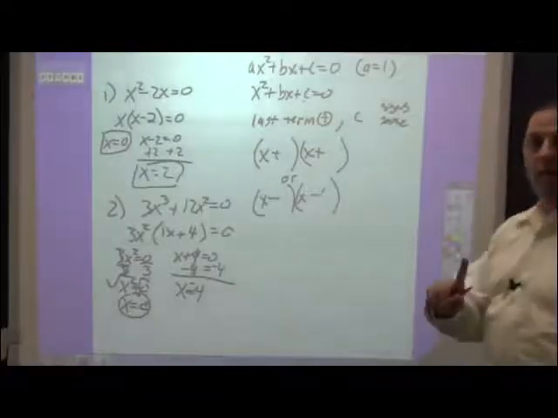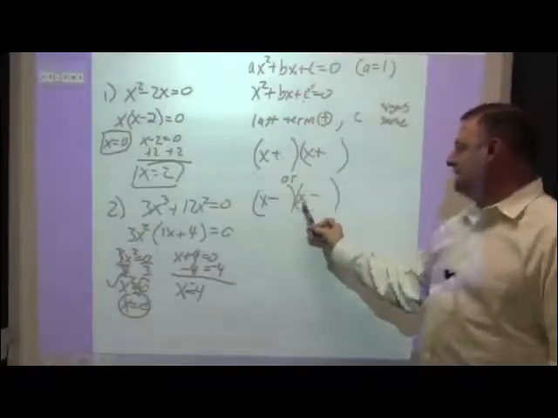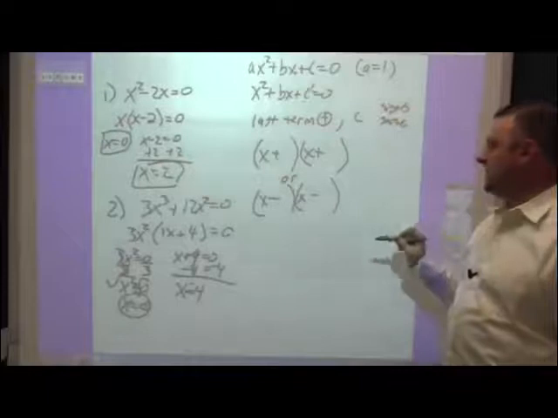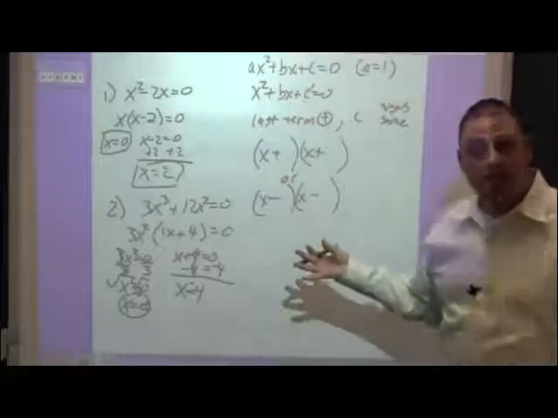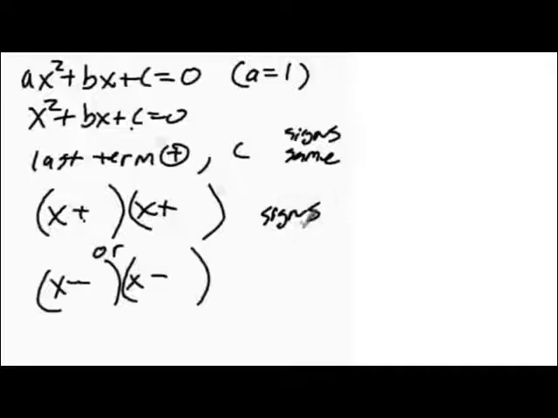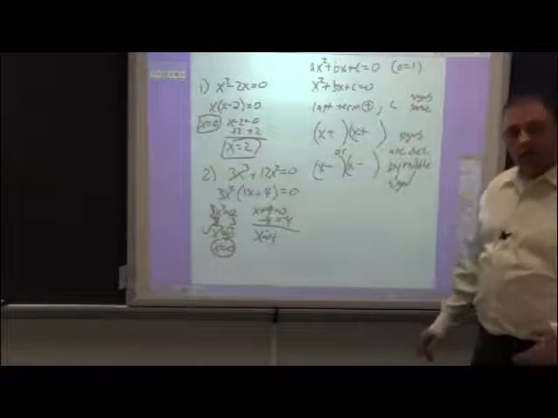Why? Because remember, you FOIL. The last term is when you FOIL. If you take a positive times a positive, that will give you that positive last term. If you take a negative times a negative, that's going to give you a positive also. So whenever you have that last term is positive, you know the signs have got to be the same. Plus, plus, minus, minus. Well, how do we know which one, what sign it's going to be? Well, the signs are determined by the middle term, by middle sign, if you will. So you look to the middle sign to tell what they're going to be.